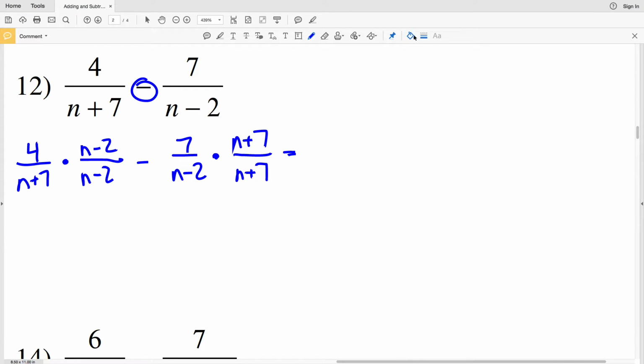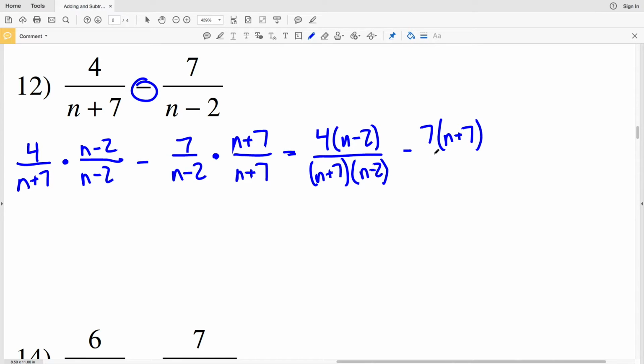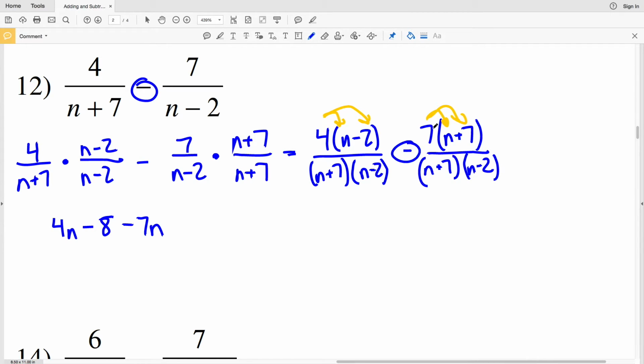But first, let's simplify. So we'll have 4 times n minus 2 over n plus 7 times n minus 2, and then we'll be subtracting 7 times n plus 7 over n plus 7 times n minus 2. Now I'll distribute the 4 and I'll distribute the 7. So 4 times n is 4n minus 4 times 2, which is 8, and then I'm subtracting 7 times n, which is 7n, and I'm also subtracting 7 times 7, which is 49.